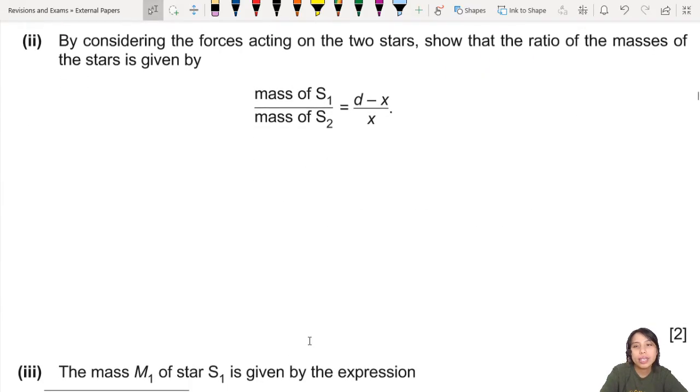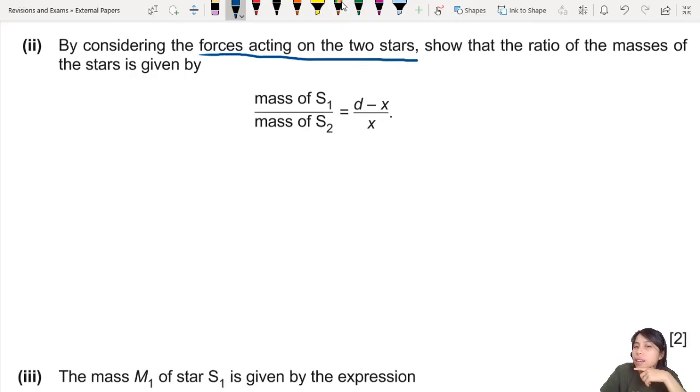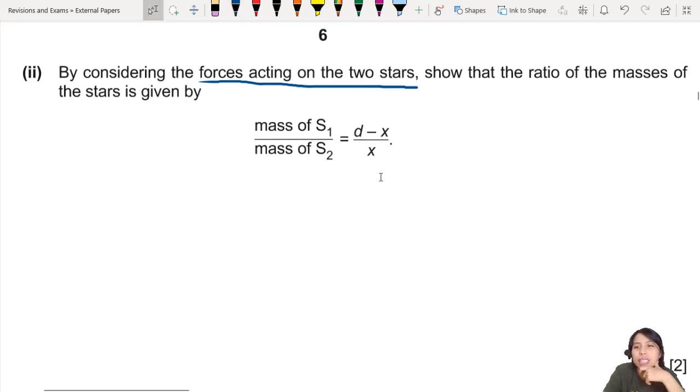Next, this is where things get a bit strange. But don't worry, they give hints. By considering the forces acting on both stars, show that the ratio of the masses is this. Wow, how do we start? Well, they did say something very important. They said by considering the forces acting on the two stars. What are the forces acting on the two stars?